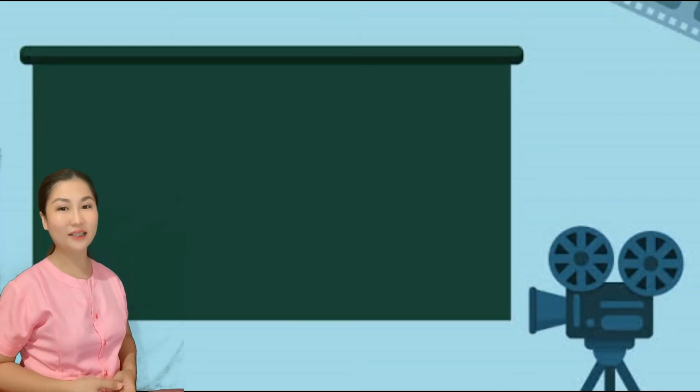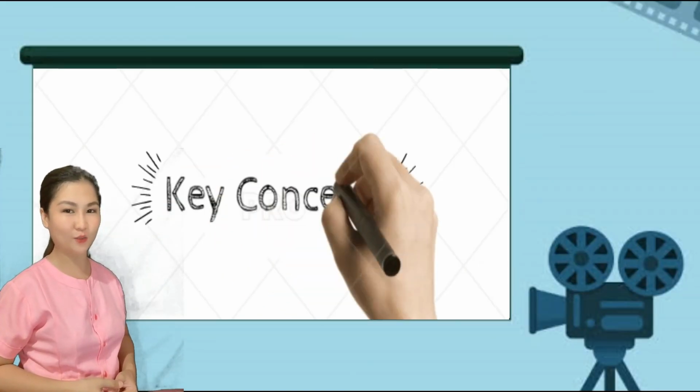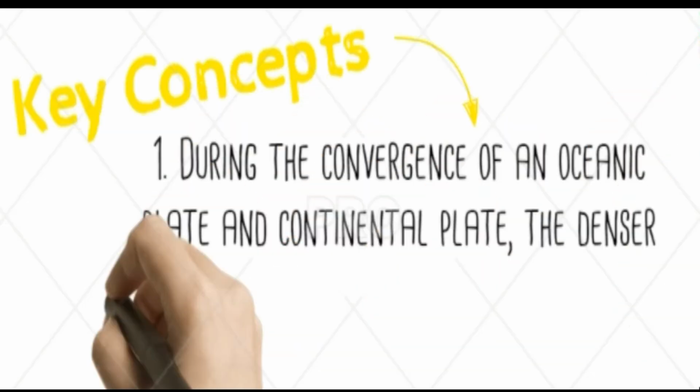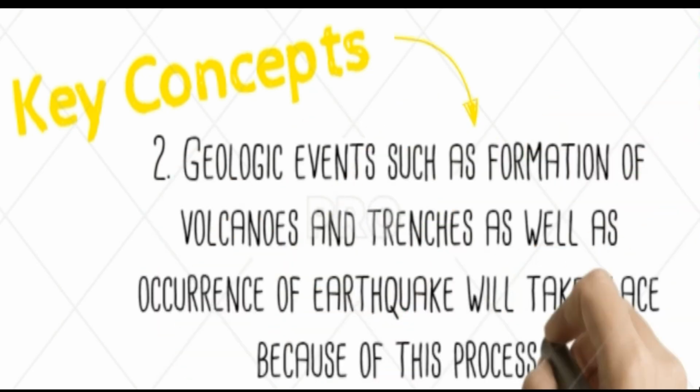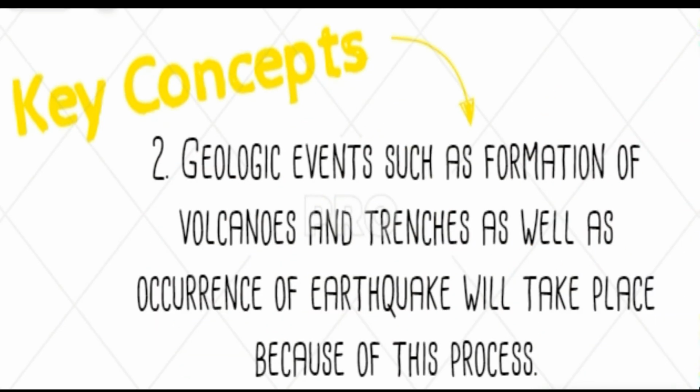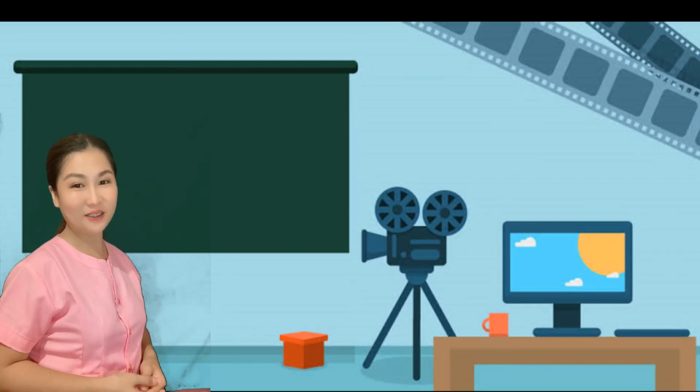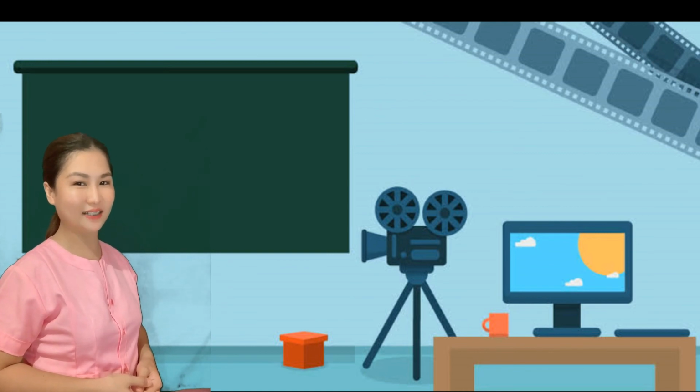To summarize our lesson for today, take note of the following key concepts. During the convergence of an oceanic plate and continental plate, the denser oceanic plate slides under the continental plate. This process is called subduction. Geologic events such as formation of volcanoes and trenches, as well as occurrence of earthquakes, will take place because of this process. Part B of this lesson will be discussed on our next video.